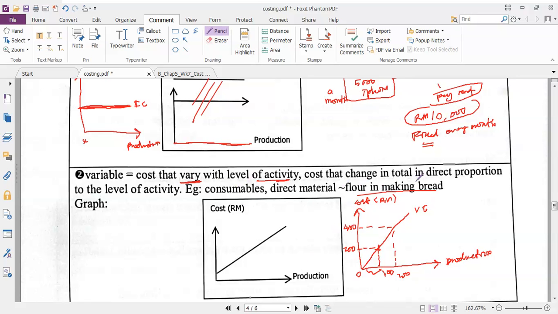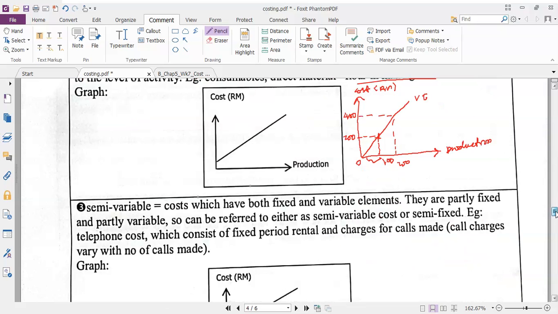For example, kalau you nak buat iPhone tadi kan, apa direct material dia? Contoh you nak kena ada steel. Kalau production bertambah, cost of steel pun bertambah. Itulah maksud dia variable. Can you understand variable cost, my dear? Alright, very good.